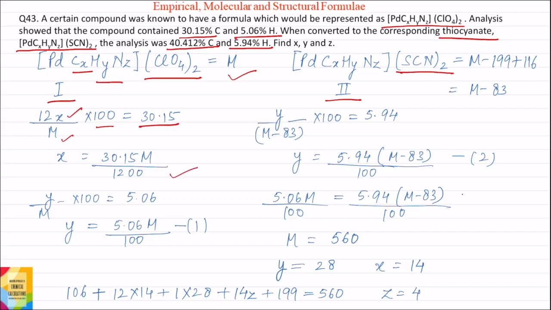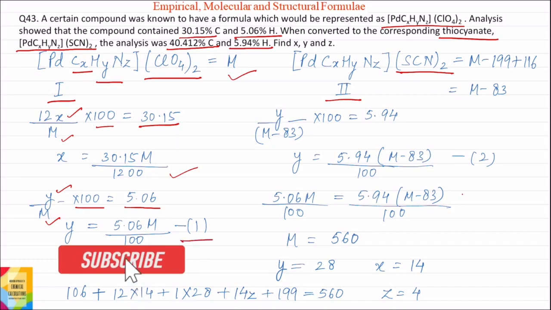Similarly percentage of hydrogen होगा weight of hydrogen in the compound divided by molecular weight of the compound into 100 and this is equal to 5.06. weight of hydrogen होगा atomic weight of hydrogen into number of atoms of hydrogen. atomic weight of hydrogen होता है 1 और number of atoms of hydrogen है y. so 1 into y is y and y by m into 100 is equal to percentage of hydrogen which is equal to 5.06%. इससे y की वैल्यू आ जाएगी 5.06 m divided by 100. Let this be equation 1.